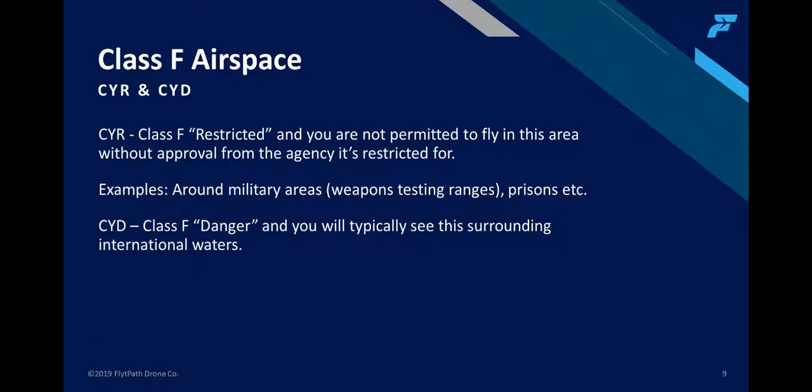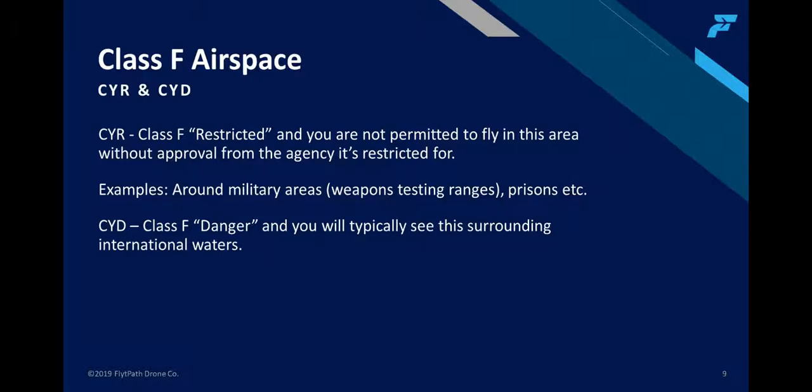The next subcategory in Class F airspace is CYR. This is Class F restricted, and you are not permitted to fly in this area without approval from the agency it's been restricted for. Examples would be around military areas such as weapons test ranges, prisons, etc. Finally, the last subcategory is CYD. This stands for Class F Danger, and you will typically see this surrounding international waters.